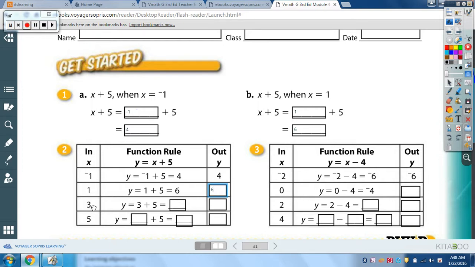Next, we're going to input 3 for the x value, and we have what? y equals 3 plus 5, which equals 8. Therefore, our output value, or y, is 8. If we input 5 for our x value, we substitute that for x in our equation, as we've done with all the rest. y equals 5 plus 5. Therefore, y equals 10. So our output, or our y, is 10.